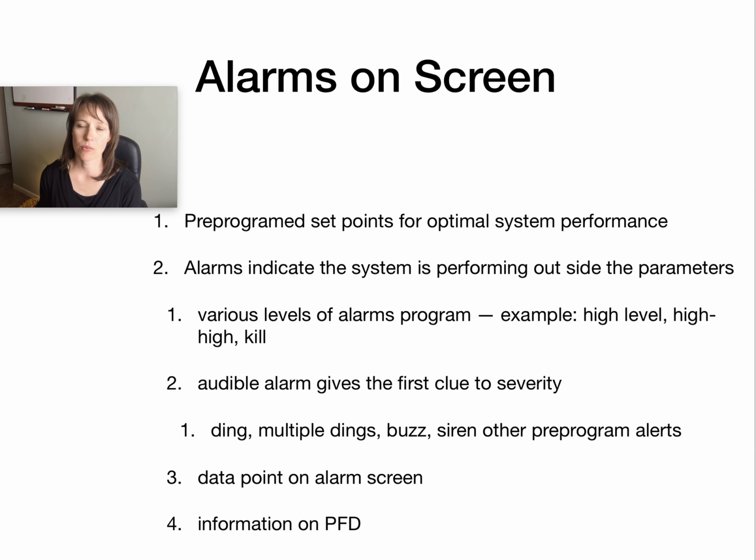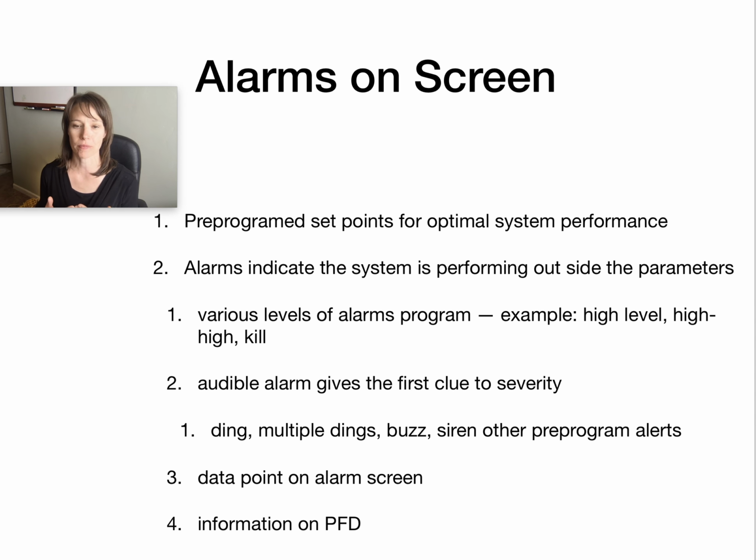In the programs of the DCS or the SCADA, there are pre-programmed set points for optimal system performance, and anytime the facility or system is outside of this range, there will be alarms to indicate that the performance is not optimal. Now, there could be various levels or priorities of alarms as well. For example, there might be a high level indicator, a high, and a kill.